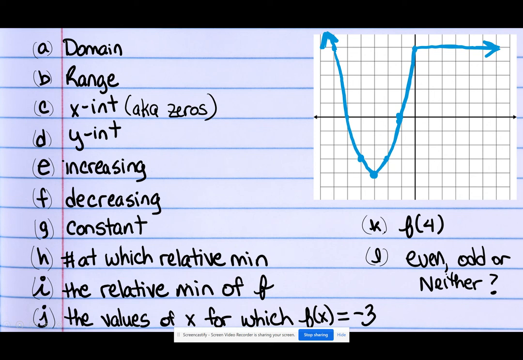We've talked about this before. This is left to right using our interval notation. The far left of this graph, I have an arrow, so that's negative infinity. And the far right of this graph also has an arrow. That's positive infinity. The range is bottom to top.